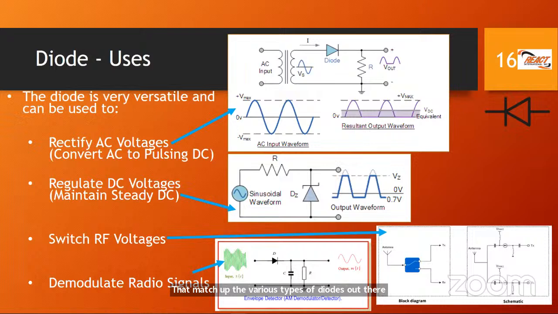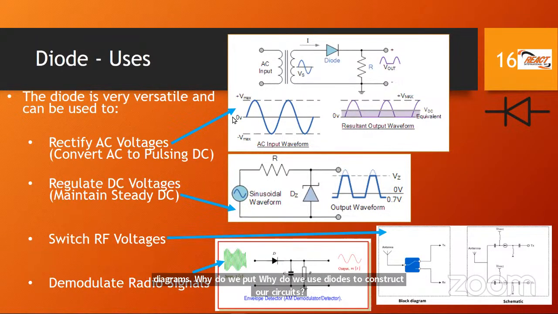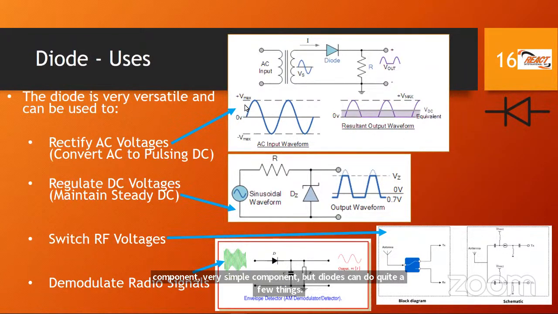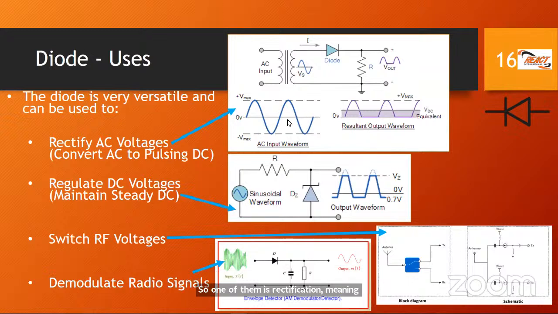Right, so it helps to remember the practical applications in electronic circuits or in schematic diagrams. Why do we use diodes to construct our circuits? Well, it's a very versatile component, very simple component, but diodes can do quite a few things. One of them is rectification, meaning that we can take an alternating current, pass it through a diode, and we will end up with pulsing DC.